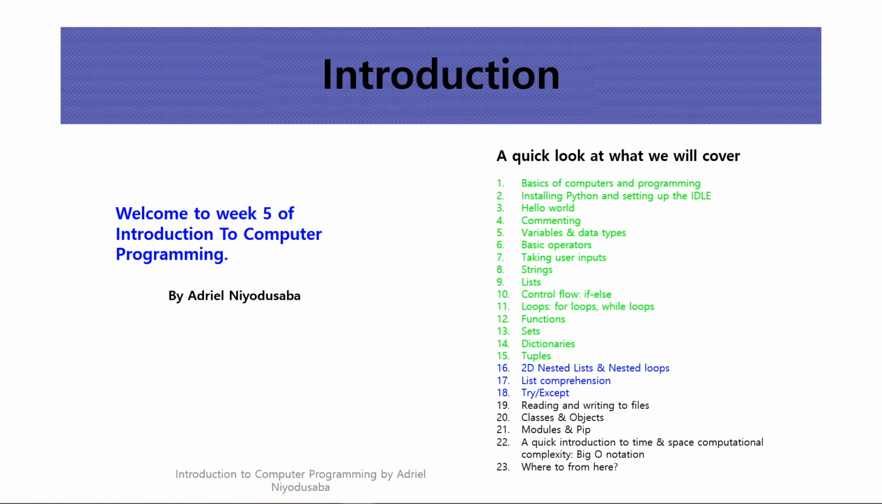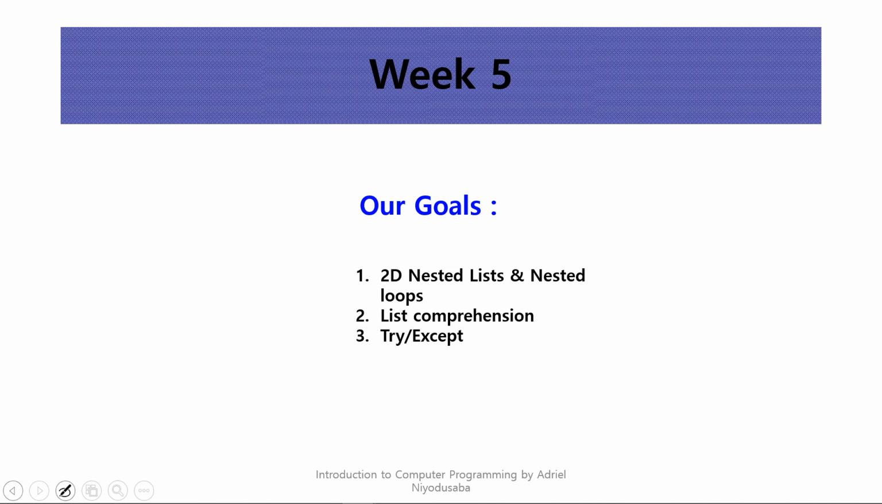So in the previous videos we talked about all these 12 parts of programming, and in this video we will talk about these blue ones and we have the black ones remaining for the forthcoming videos. Now quickly moving, today we will take a look at the two-dimension nested lists and the nested loops. We take a look at the list comprehension and we end with try except block.